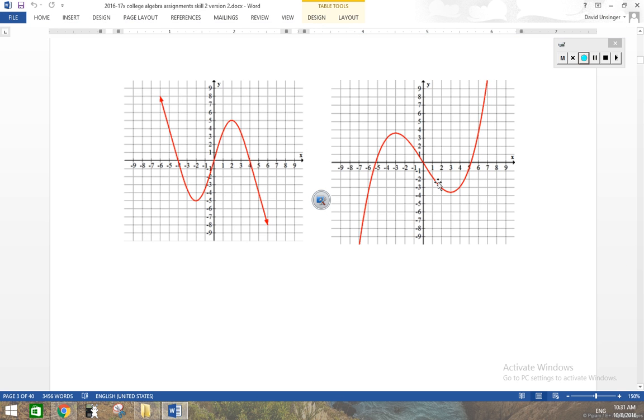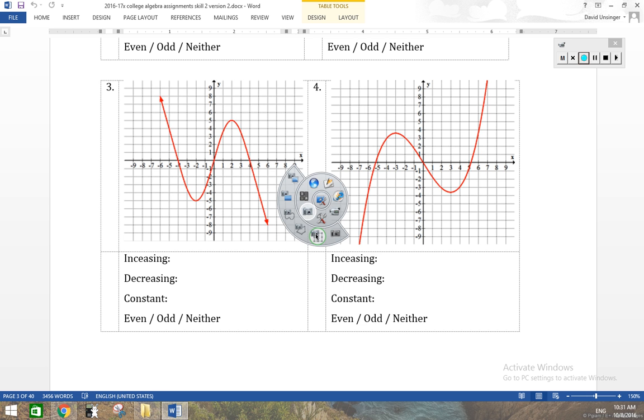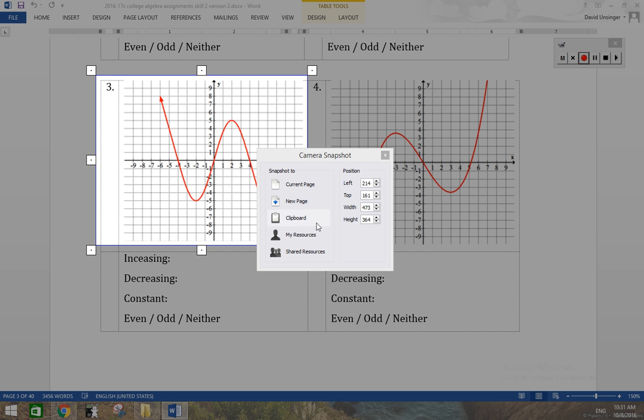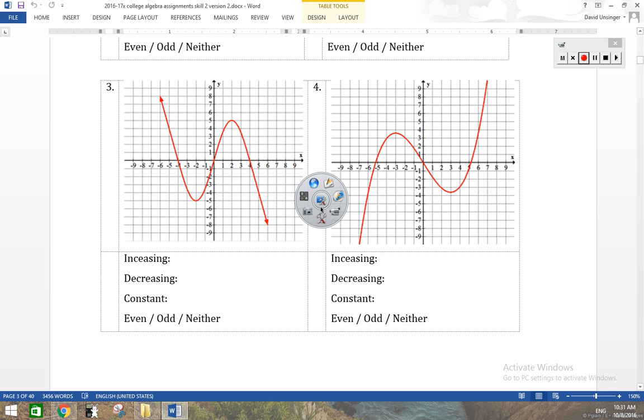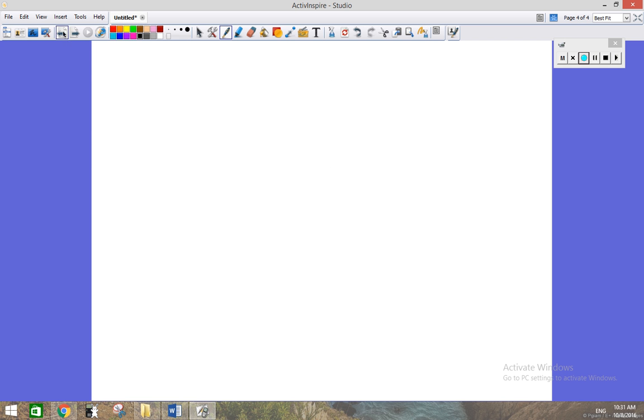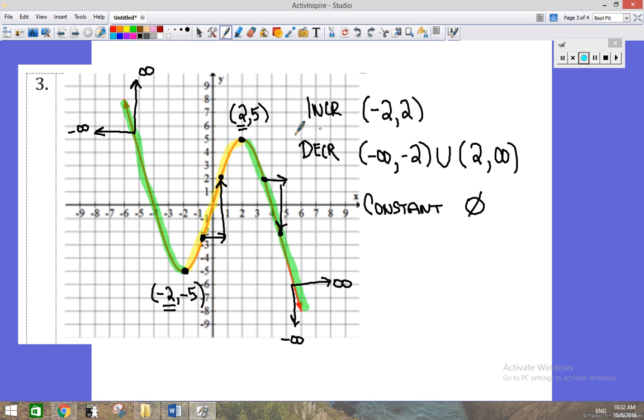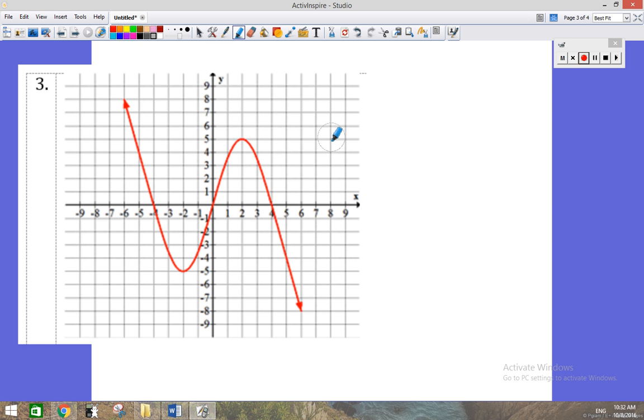Let's take a look at number 4. Oh, I did it again. I forgot to answer whether it's even or odd. Alright, so let me erase the scratch marks that I have here. Remember these were my answers: increasing, decreasing, constant, and now I have to remember, hey, we've got to answer whether the function is even or odd.